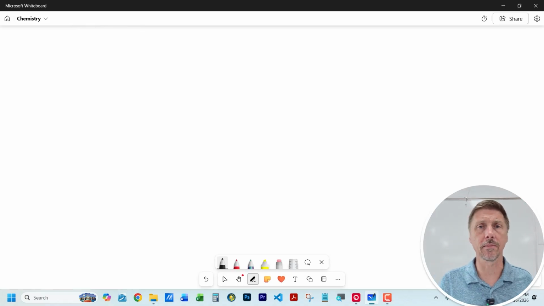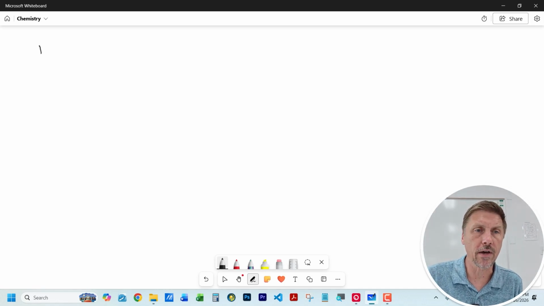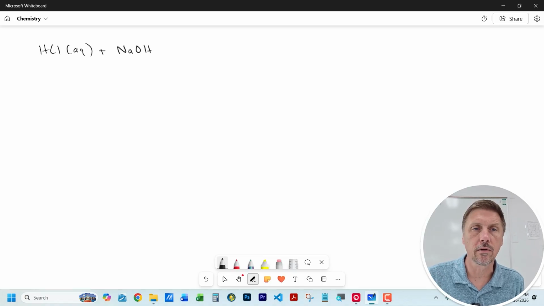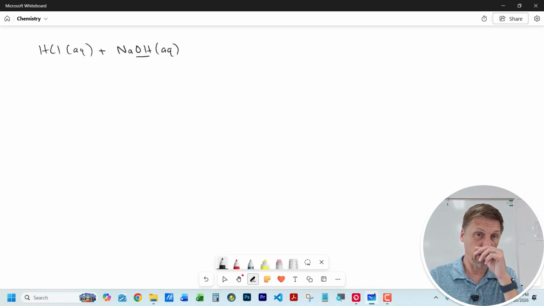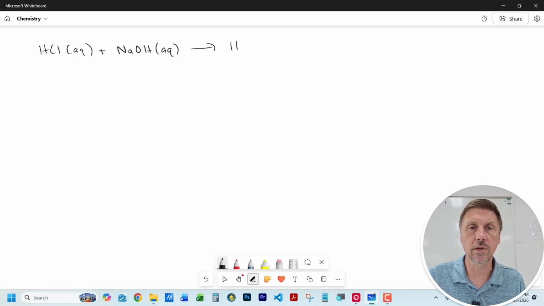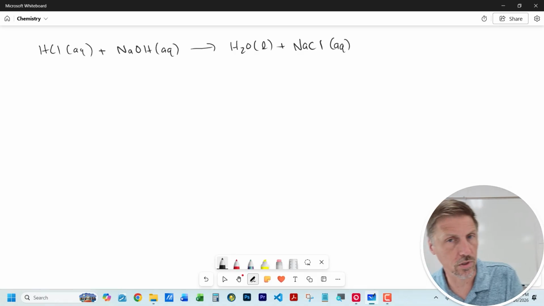You are going to have to know your polyatomic ions in order to recognize these. That's going to be helpful. But let's just look at a quick example. Let's say we have hydrochloric acid, which is going to be aqueous, in a solution, and we have sodium hydroxide. Now, this is where knowing your polyatomic ions is going to be important. I need to recognize that as the hydroxide ion. And when these react together, we get water as a liquid plus sodium chloride, table salt, NaCl, as an aqueous solution, okay?